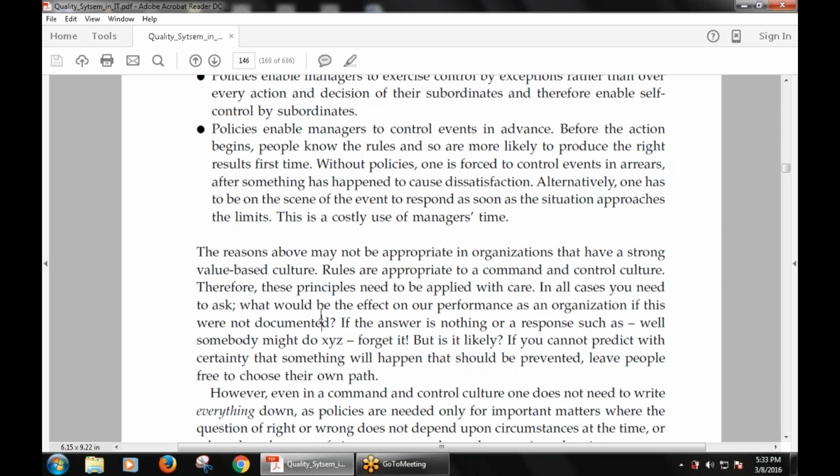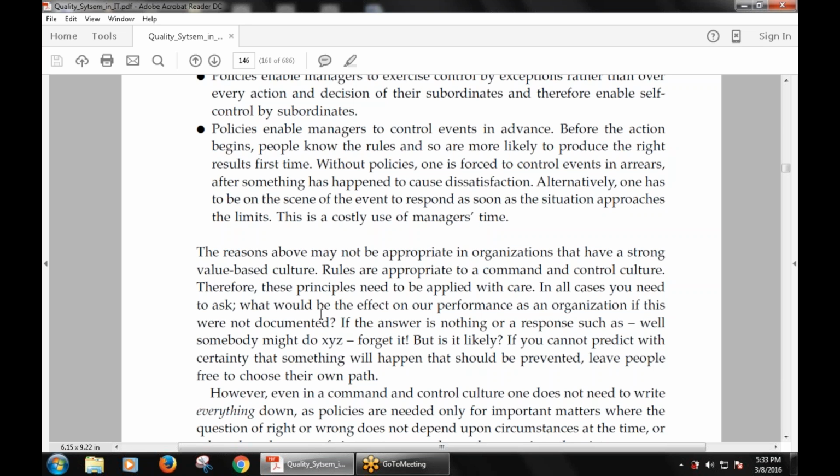In all cases, you need to ask, what would be the effect on our performance as an organization if this were not documented? And if the answer is nothing, or a response such as, well, somebody might do XYZ, which we cannot predict with certainty, that should not be prevented. Leave the people free to choose their own path.